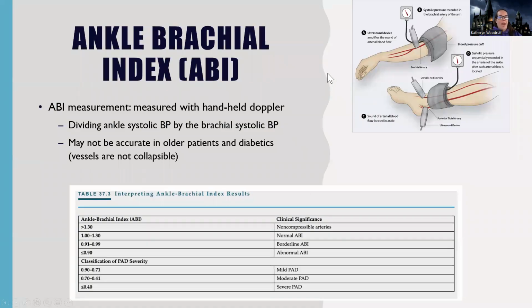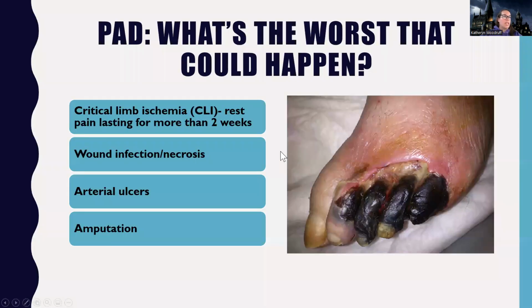There's also what's known as the ABI, or ankle brachial index. This is usually measured with a handheld Doppler. And what they do is they take the ankle systolic blood pressure and divide it by the brachial, or the upper arm, systolic blood pressure. Now, you do not need to memorize this chart. I don't have this chart up here, but I just have it as a reference for you to know. Effectively, it helps us to measure the severity of the peripheral artery disease, to see just how bad it is. And so it gives us a better idea about flow, comparing from the arm to the leg.